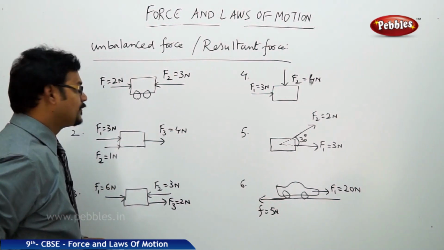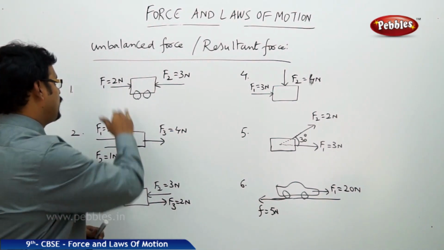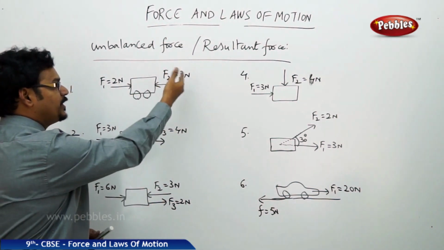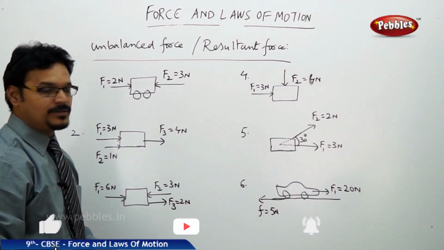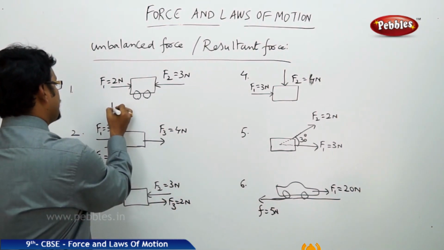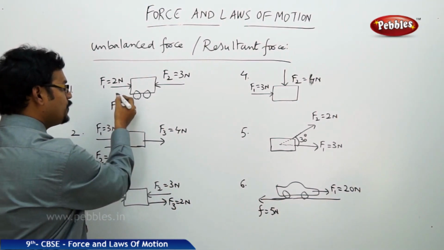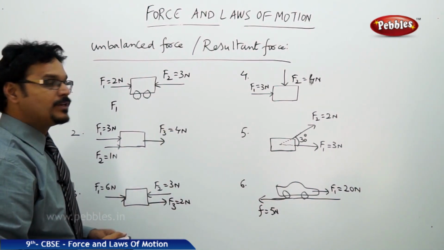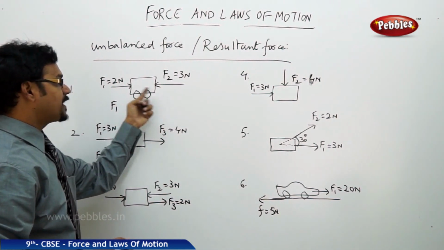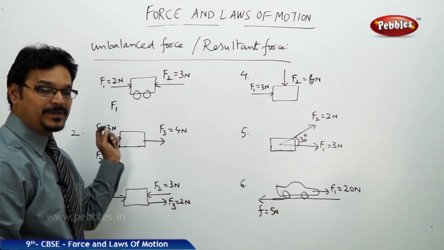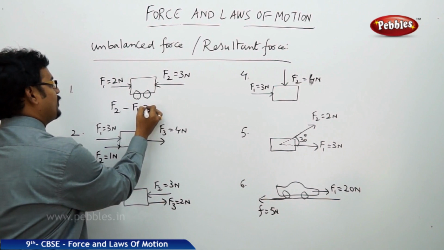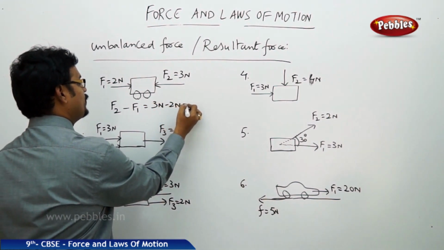Let me explain in more detail. See the first example. It's a small trolley. The force F1 of 2 newtons acts towards east. F2 equals 3 newtons acts towards west. What is the unbalanced or resultant force here? How to find the resultant force? When the two forces are in opposite directions, you take the maximum force and subtract the minimum force from it. So here the resultant force is F2 minus F1, 3 newtons minus 2 newtons, which is 1 newton.